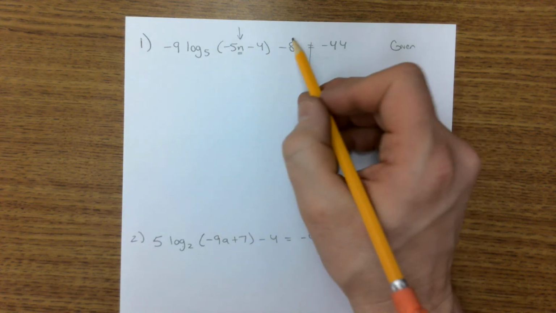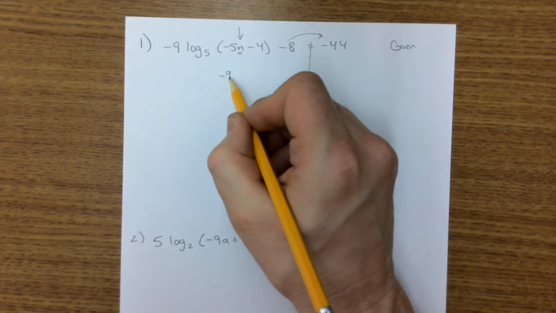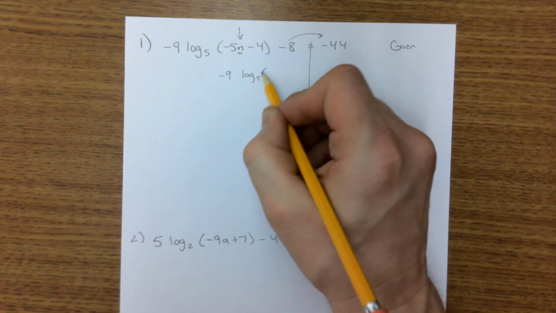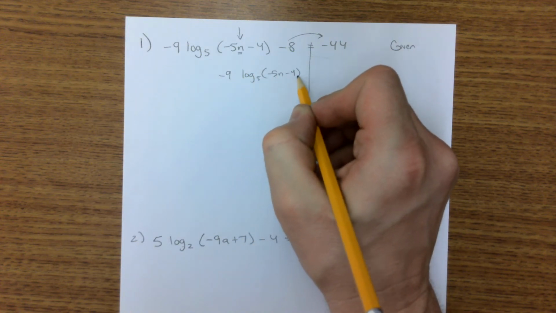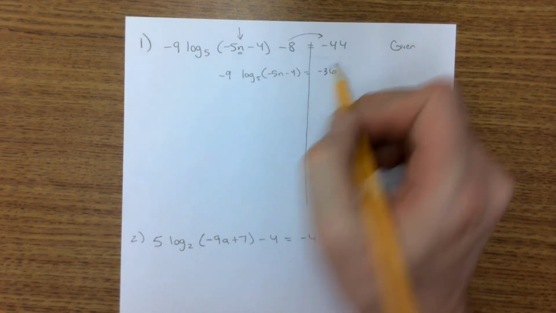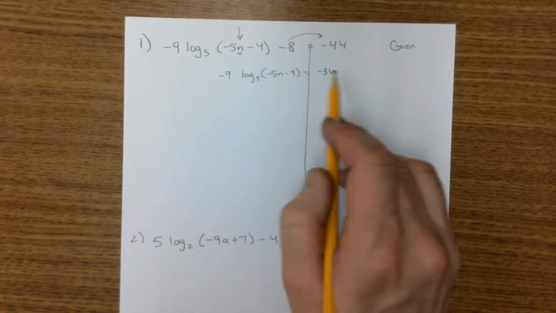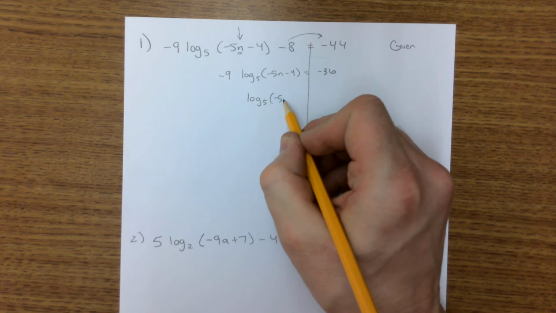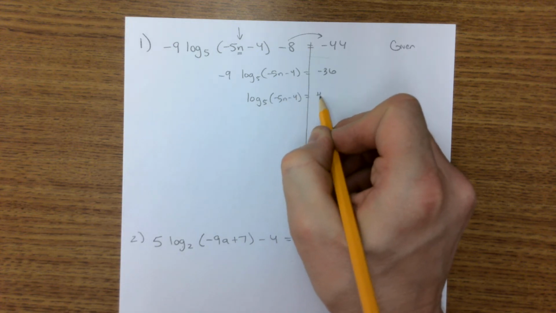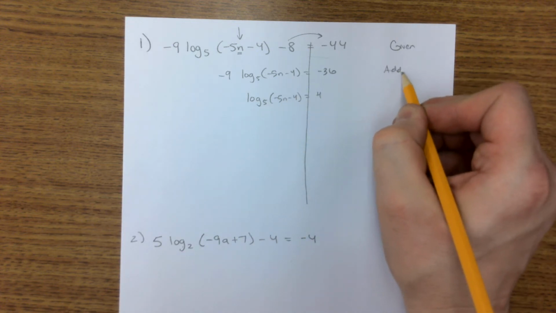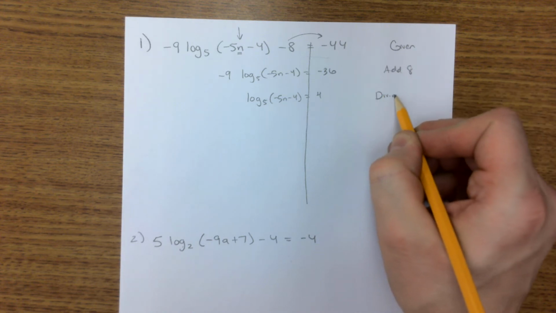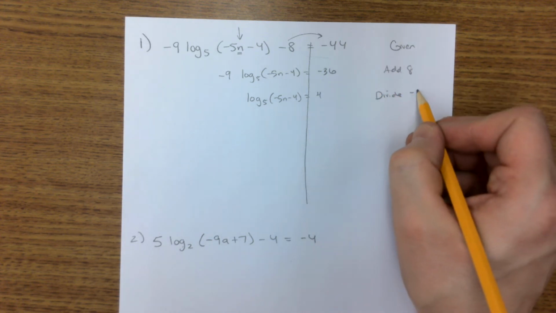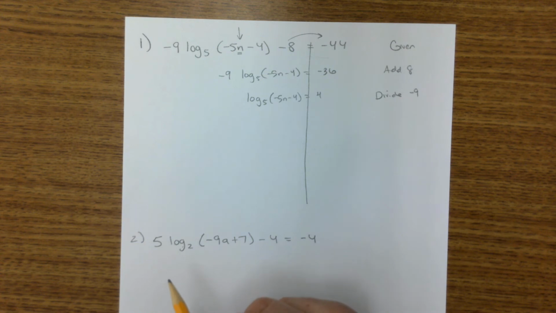Well, first off, we could add this 8 over to the side. And if I add that 8 over to that side, I have a negative 36. Then I could divide by this 9 over there, and I would have log base 5 of n equals 4. What did I do here? I added 8. I divided by negative 9, and now I'm here.